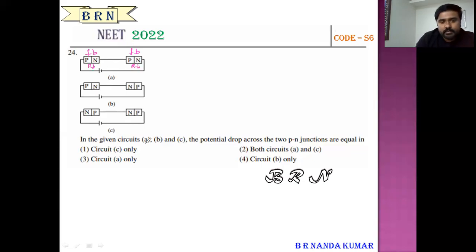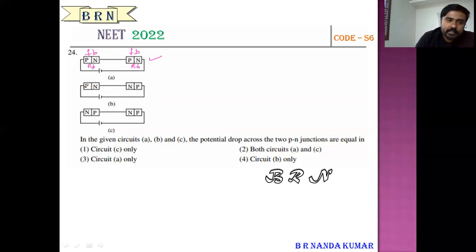So in the given circuits A, B, C, the potential drop across the two junctions, okay, will it be equal or different? The options are circuit C only, A only, both circuits A and C, circuit B only. So the potential difference should be the same across the two pn junctions. In the first circuit, the potential difference across the first pn junction will be the same as across the second pn junction, because both are connected in series, the current flowing through both diodes is the same, so the resistance is the same, and so the potential difference is the same.